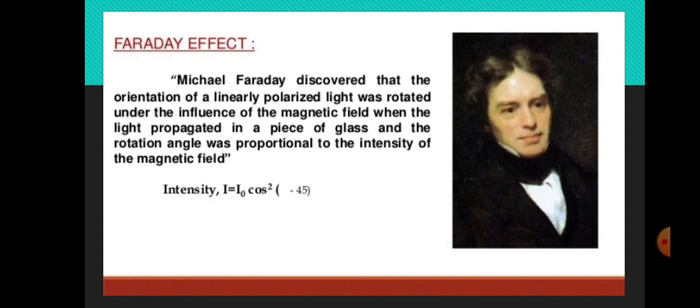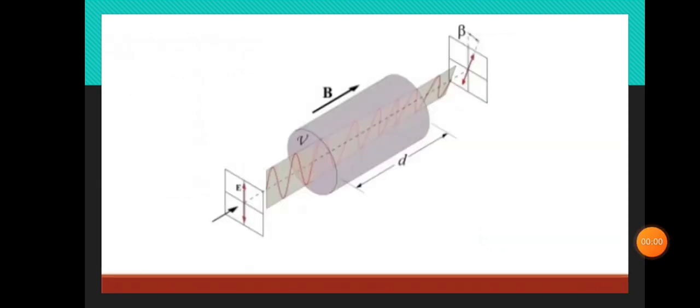Faraday effect. Michael Faraday discovered that the orientation of a linearly polarized light was rotated under the influence of the magnetic field when the light propagated in a piece of glass, and the rotation angle was proportional to the intensity of the magnetic field, which is intensity I is equal to I naught cos square of minus 45 degree. This diagram explains the Faraday effect, where d is the distance and B is the magnetic field.